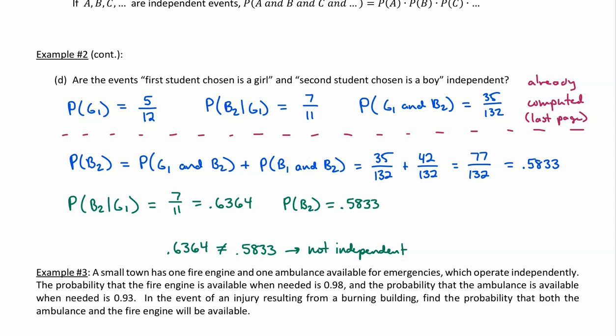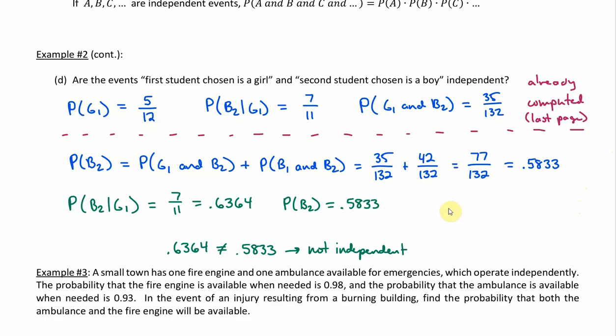Example number 2 is the last thing that we did on Monday, where we were checking for independence. So we could figure the probabilities out that we were going to need. I guess we didn't really have to do much to get the probability of B2 given G1. We already had it. But we did have to go get the probability of B2, which we could do based on other stuff that we'd already computed. And once we had those, we just had to check and see if the numbers were equal.